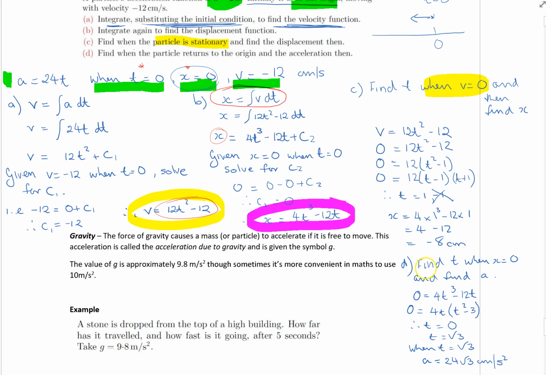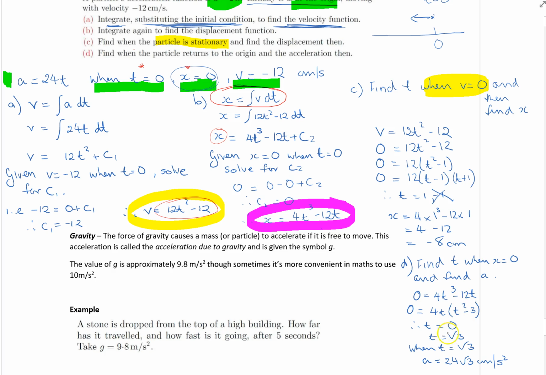In D, it says find when the particle returns to the origin. So find t when it returns to the origin. That's telling me about the displacement, and find the acceleration. And so I'm wanting a connection between displacement and time. So I want displacement as naught. I'm going to solve that equation.